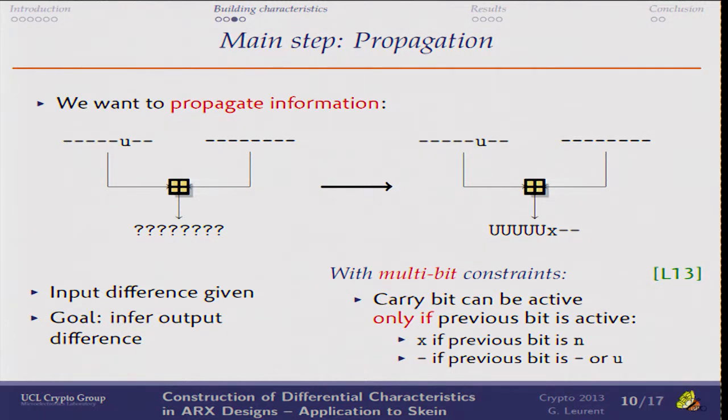So we can eliminate some candidates, and that's how we can propagate more information. Now we know something about those bits. We don't have a lot of information, but we have some information. This will really help the algorithm to propagate further.